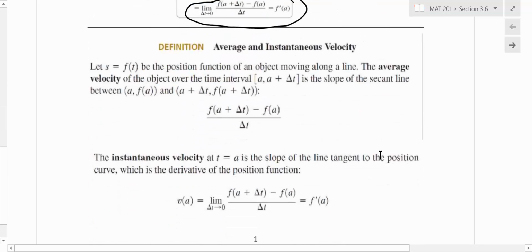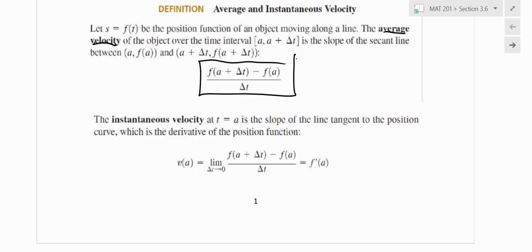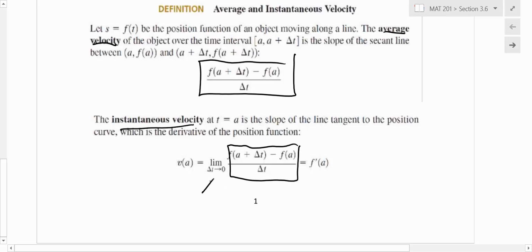So a couple of simple definitions, and then we'll go to the next page and learn the concepts of what these are doing. Average velocity: this is not new to you. That's a difference quotient, right? What you're doing is you're finding a slope of a secant line with 2 points that are on that graph. But the instantaneous velocity, what's the difference? You take this difference quotient, you take the limit as delta t goes to 0, and that gives you a slope of a tangent line.